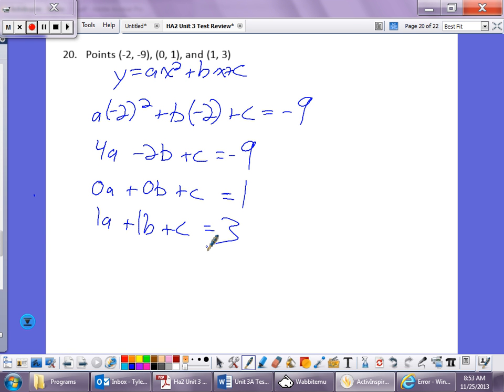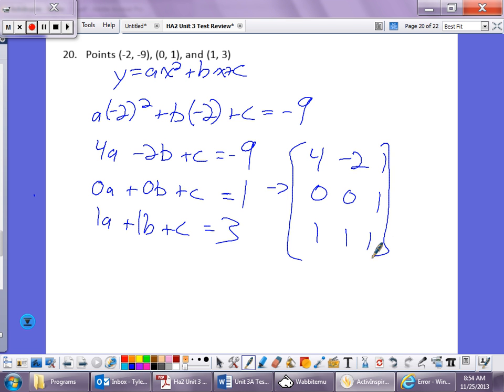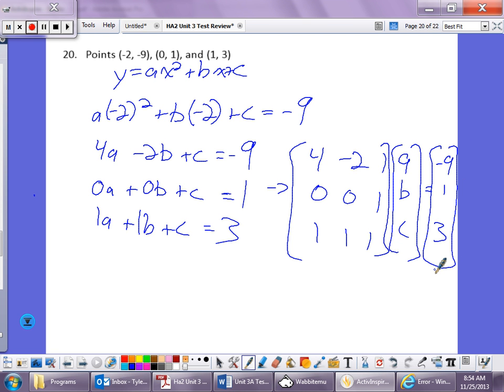a matrix and solve. So this would become, and I'm just taking my coefficients from here, so 4, negative 2, 1, 0, 0, 1, and 1, 1, 1. I'm solving for a, b, and c, so a, b, c, and that equals negative 9, 1, 3. And from there, here you have A, you have x, and you have B. So to solve, you would just do x equals inverse of A times B. And that would give you your solution.